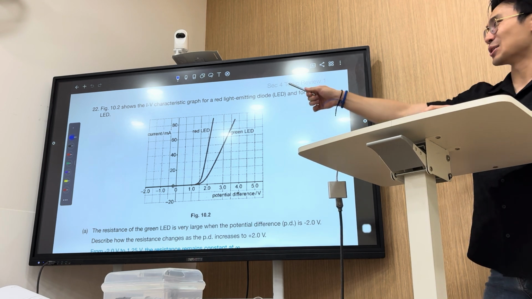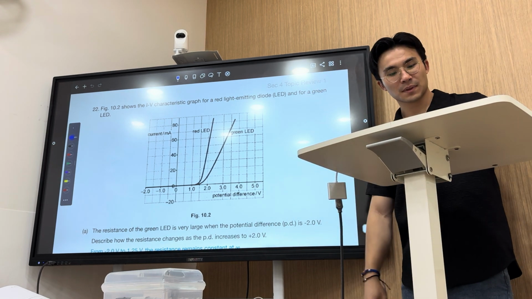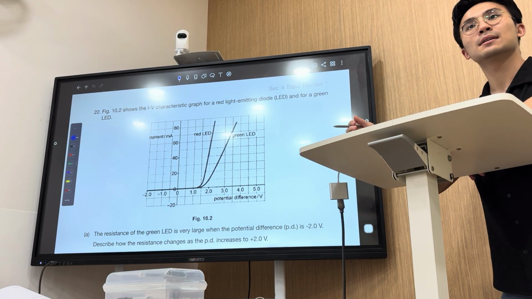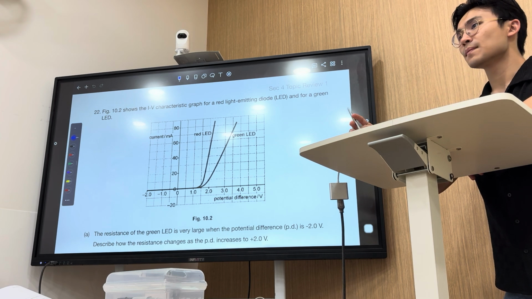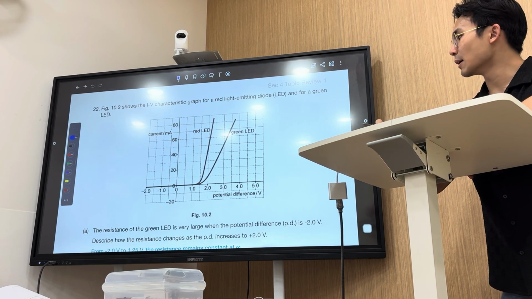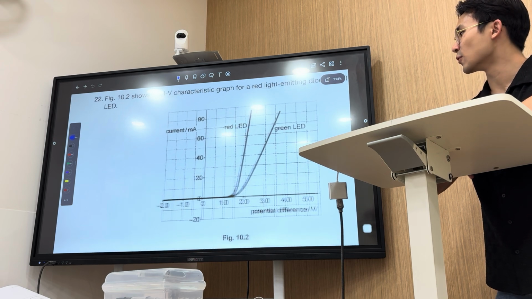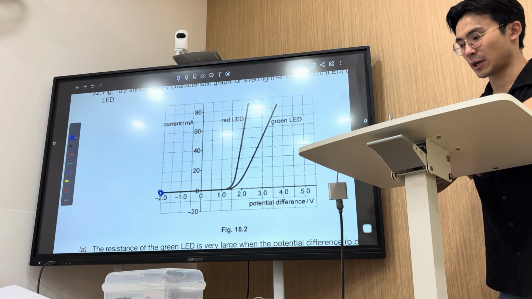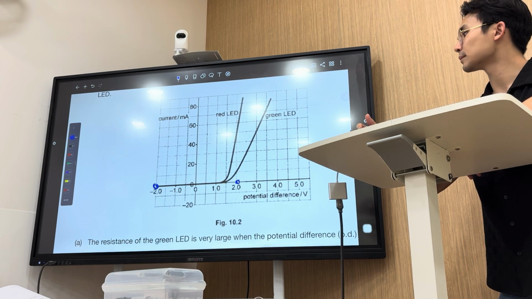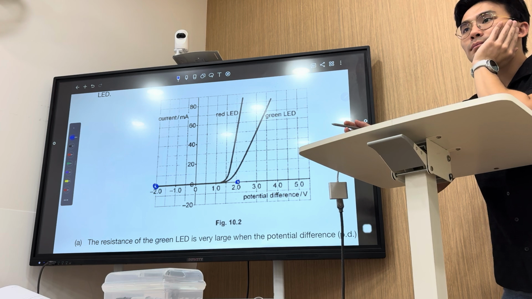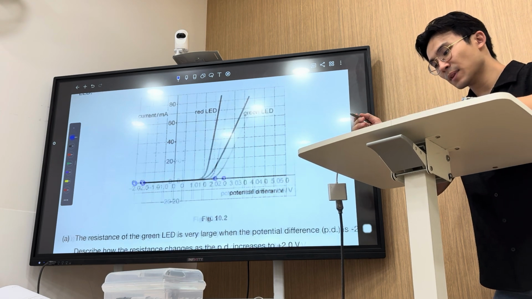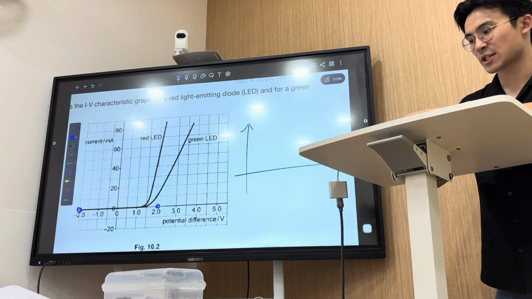No, just kidding. Okay, so you have an IV characteristic graph for a simple diode. Resistance is very large when PD is negative 2. How does resistance change as PD increases from negative 2 to 2? From this point to this point. Resistance is decreasing.